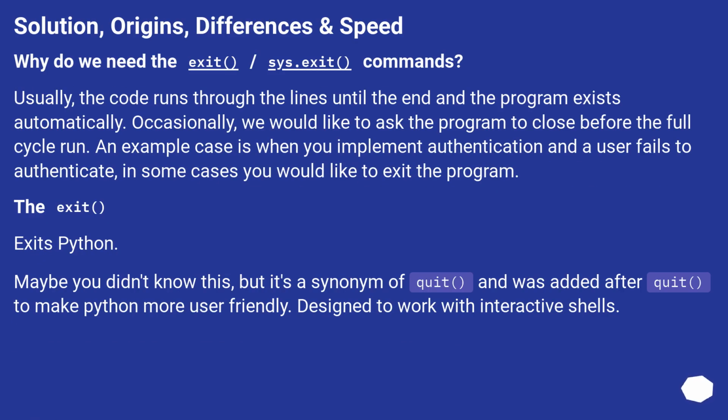Solution, origins, differences and speed. Why do we need the exit, sys.exit commands? Usually, the code runs through the lines until the end and the program exits automatically. Occasionally, we would like to ask the program to close before the full cycle run. An example case is when you implement authentication and the user fails to authenticate. In some cases you would like to exit the program.